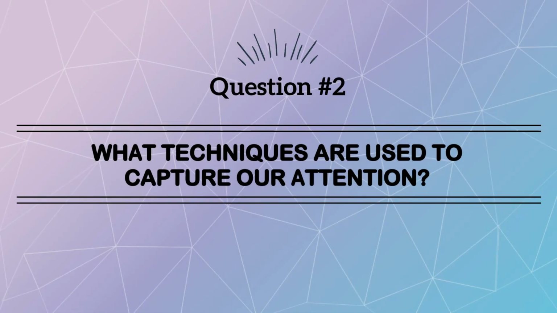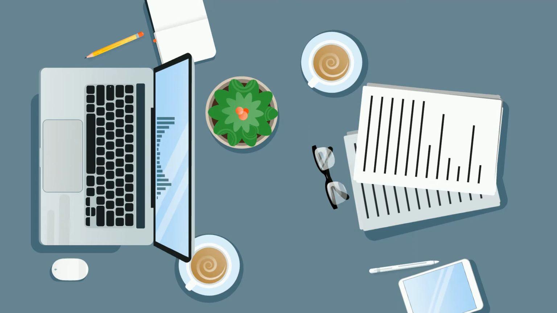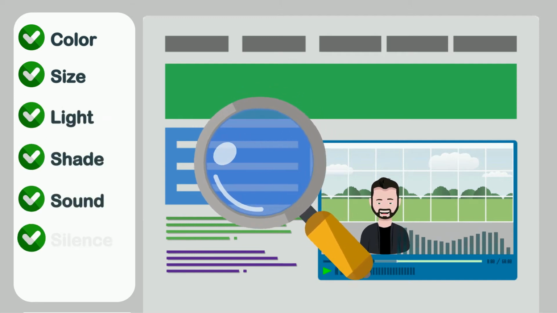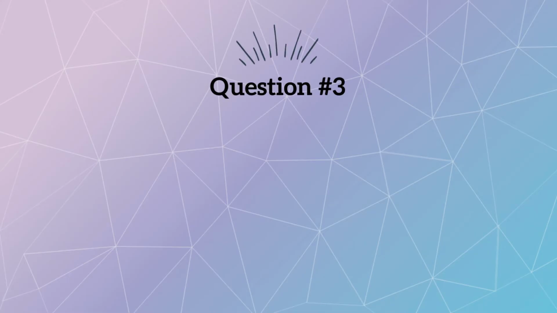Question 2. What techniques are used to capture our attention? Now that we understand that messages are made, we need to look at how they are made. We can examine how color and size are used, how light and shade, sound and silence are used to appeal to our senses.